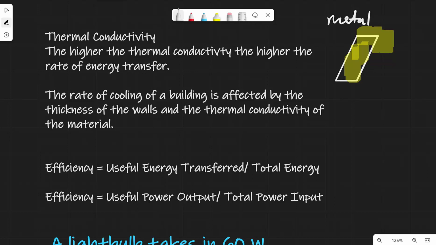Now, if you have something like a building, the rate of cooling is affected by two things. Number one is the actual thickness of the walls, but also the thermal conductivity of the material. This is why something like double glazing, for instance, in windows is very effective, because air has a very low thermal conductivity, relatively speaking, which means that the building will not lose its heat.